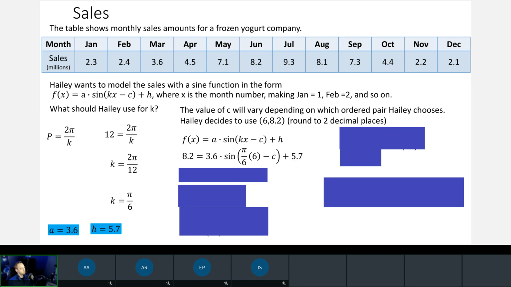So we plug in the stuff that we know. We plugged in amplitude. We plugged in k. We plugged in 5.7. Now I kind of jumped ahead here. So this is where the phase shift comes into play, my variable c here.